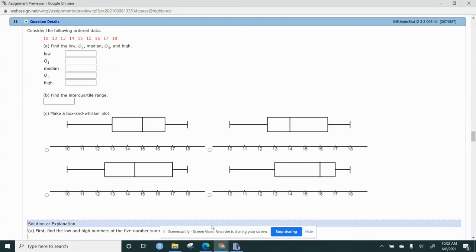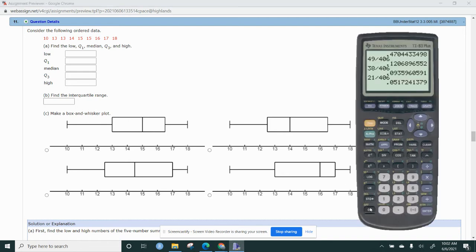So right now what we're going to do is we're going to do number 11. And number 11 is going to show you how to do a box and whiskers plot. That's what I hear it called a lot. So let's do this. I'm going to take my calculator and I'm going to put my data in.